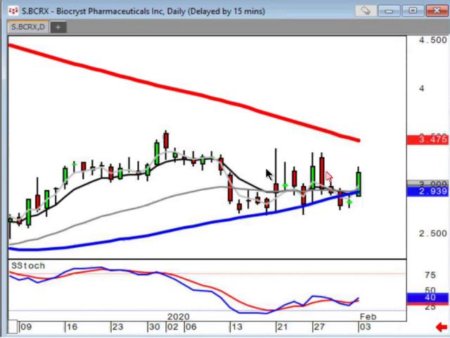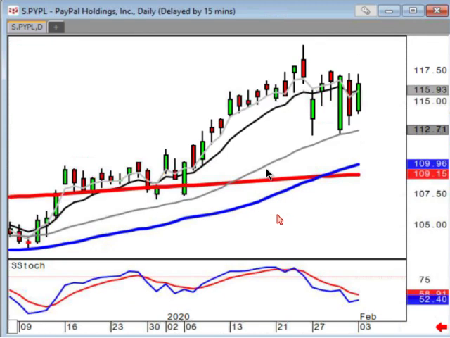And BCRX, not a great chart. Yeah, you need to see something more. I think there is, yes. Should be. What do we got scheduled? I didn't even write on my new calendar yet. What did we do? PayPal.